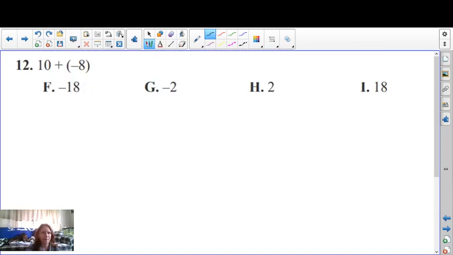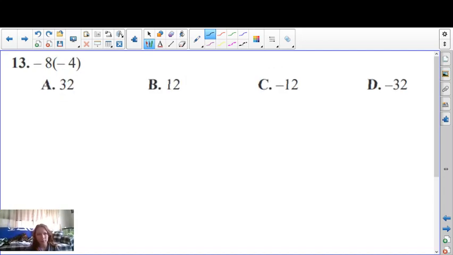10 minus 8, it's not going to get more negative, is 2. Multiplication, when I multiply two negatives together, I should know it's not negative at all. And I'm multiplying parentheses next to each other in multiplication, so that is 32.